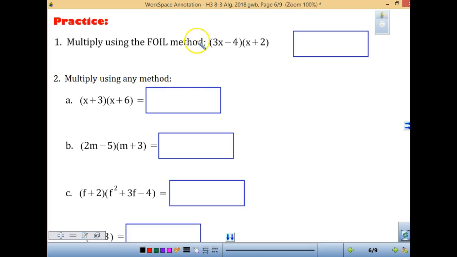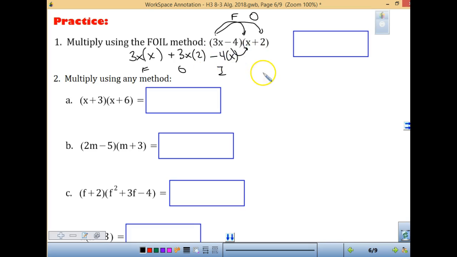So if I'm using that FOIL method, Emmy, start me out with my first would be what? The first in each parenthesis, 3x times x. So this is my first, so that's 3x times x. Then I am going to put, Jacob, what? And I'm going to go to plus, and I'm going to put 3x times 2. So that is my outside of each one, okay? Micah, I'm going to continue. I now want the inside of each parenthesis. -4 times x. And then I'm going to do my last of each parenthesis, which, Whitney, would be what? -4 times 2. So 3x times x, 3x squared.